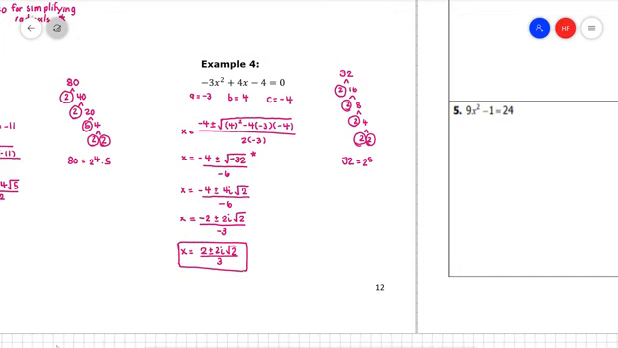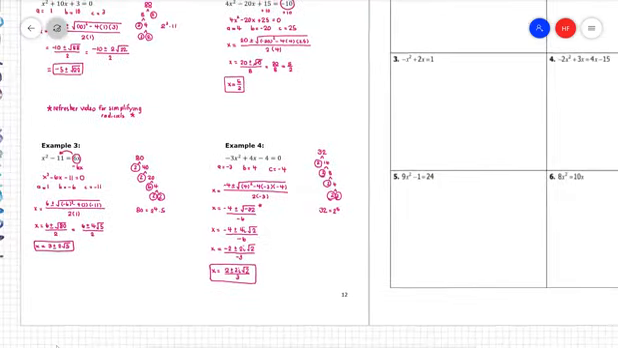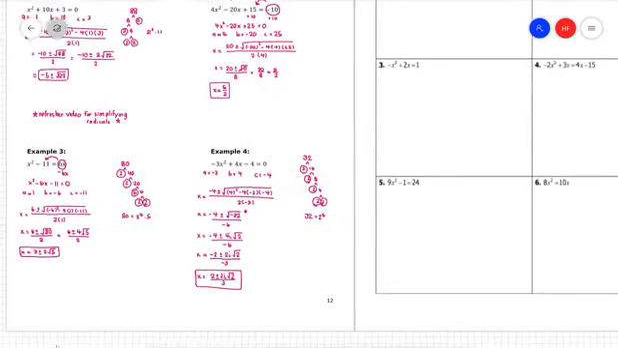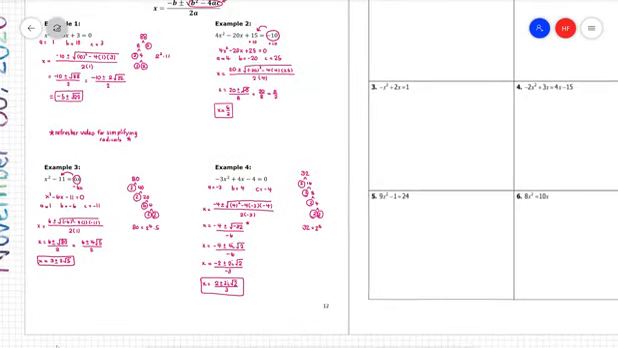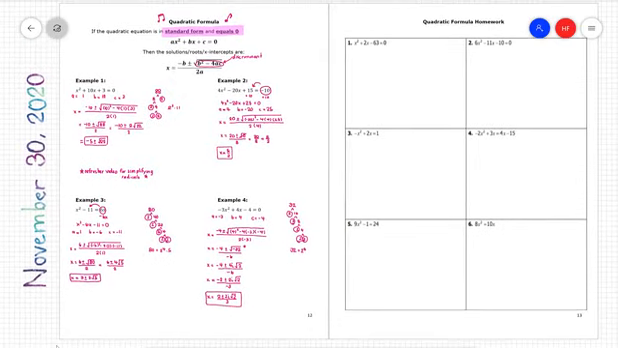So again, there will be a video posted for simplifying radicals, so that way you can get that extra help if you need it, since that is a review from Algebra 1, and it has been a while since you've been in Algebra 1. So then you will do the quadratic formula homework on the next page. I'll probably only post answers to 2 of them, since there are only 6 problems for you to do. So make sure you get that done, completed, and turned in. And then I will see you all tomorrow.